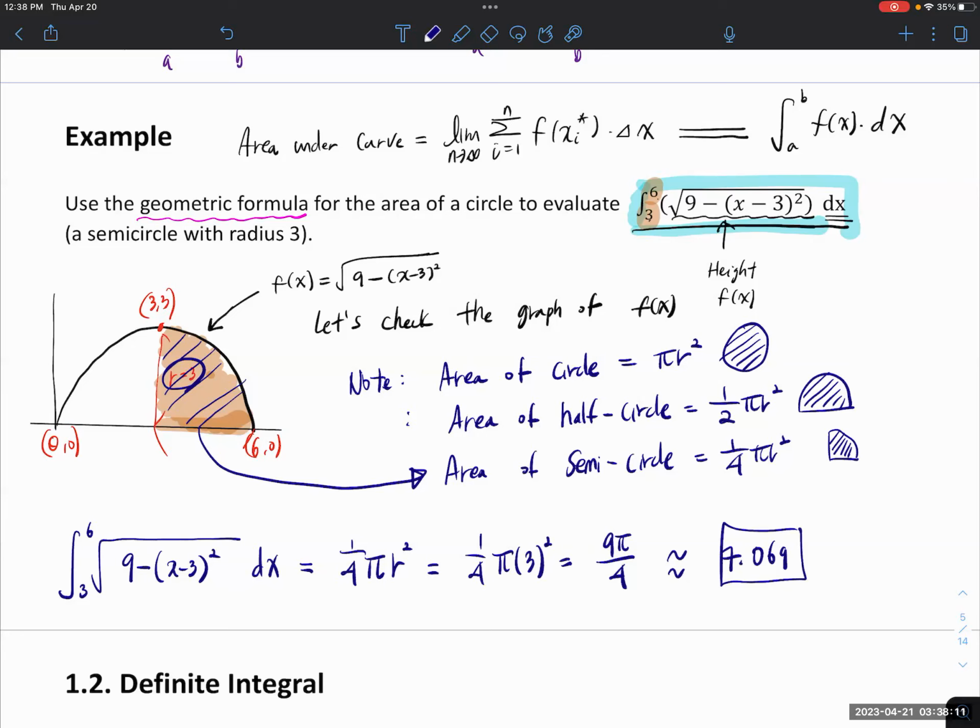Sometimes you can simply find the answer by using the geometric formula. This is a lucky case, right? We don't have any complicated equation yet, but sometimes we can use a geometric formula to find the area under the curve if we have a very regular shape. So I'm going to keep going. One more example, okay?